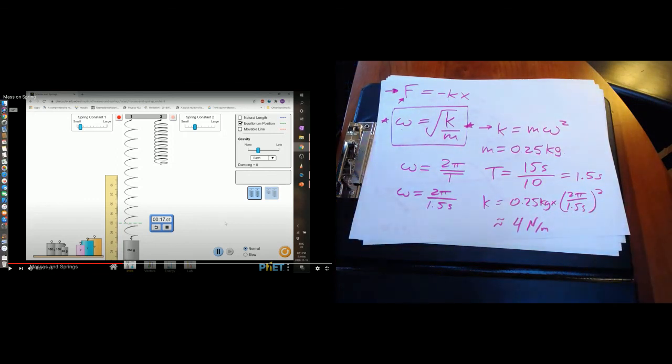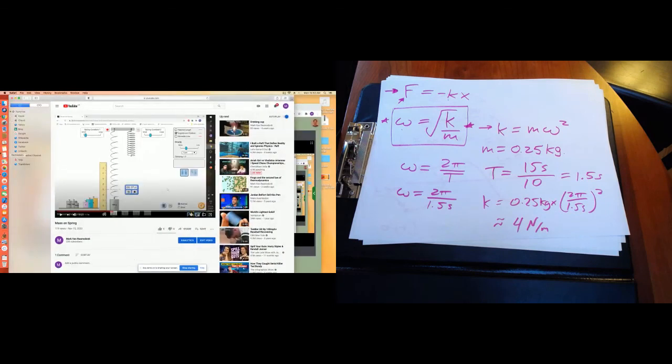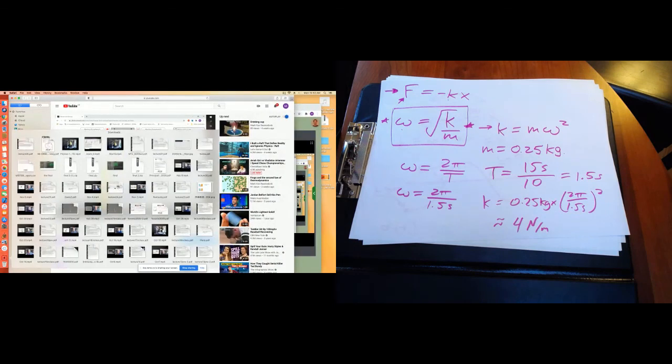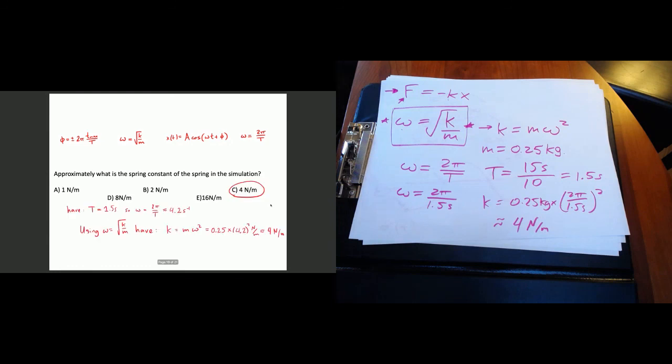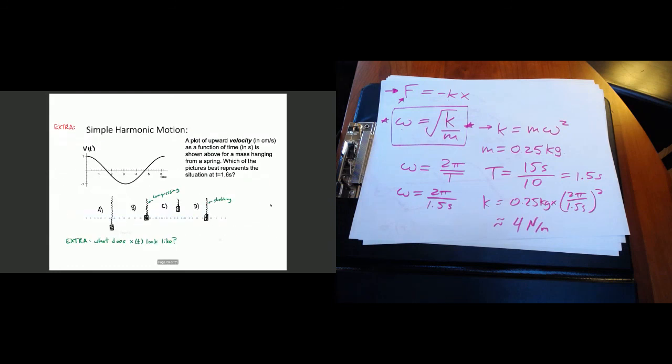If we go back to our original question, there it is. So this was one of the answers. The answer for that one is C, that the spring constant is 4 newtons per meter. Okay, and that's pretty much it.